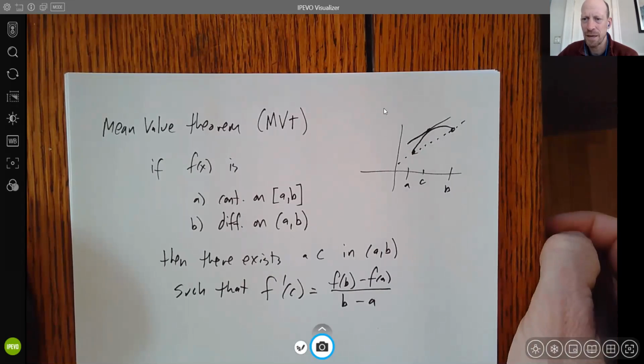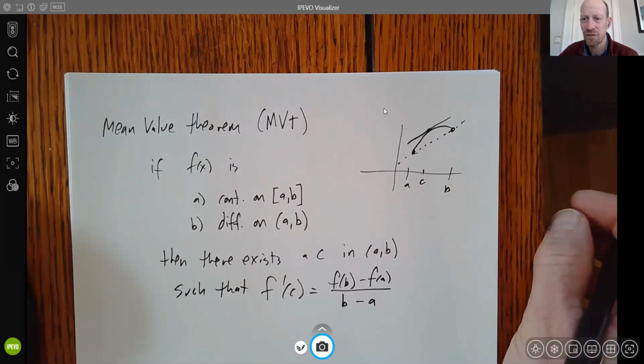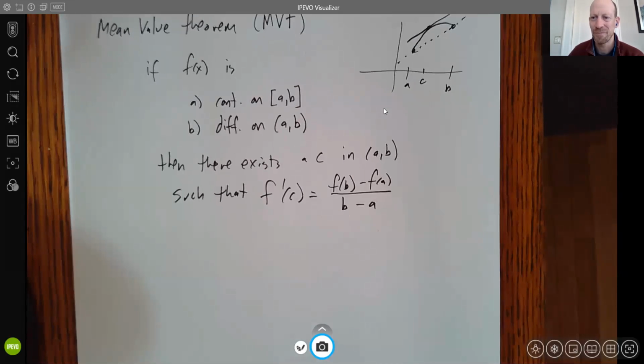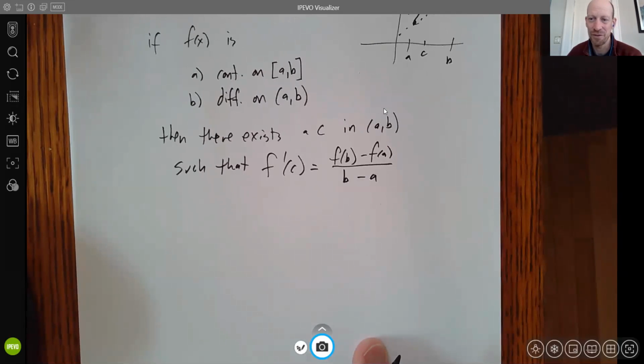I'm sure I did the same example in the lecture, so I apologize. I don't always have new material, but it's a good example. It's worth repeating.